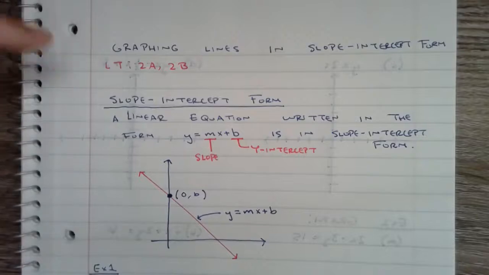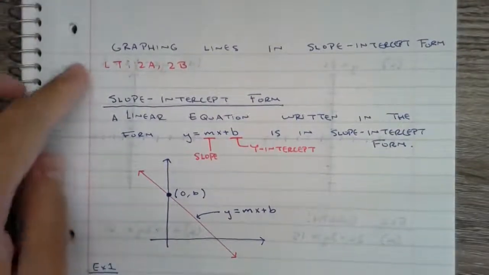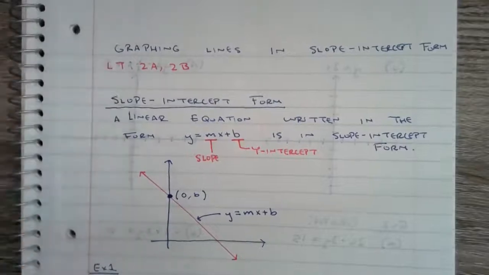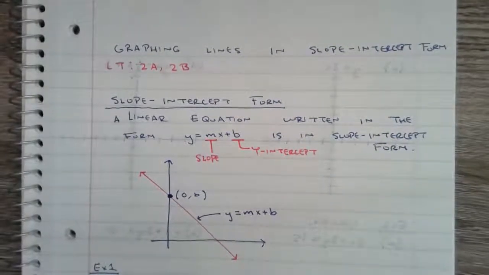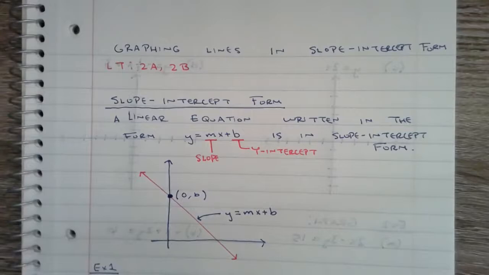Make sure to write down today's title, graphing lines in slope-intercept form. Make sure to write down your learning targets, 2A and 2B. Remember these learning targets are to be found in the learning targets table that I've given you, and then make sure that you're writing down this definition here. I'll go ahead and give you a moment and then go from there.